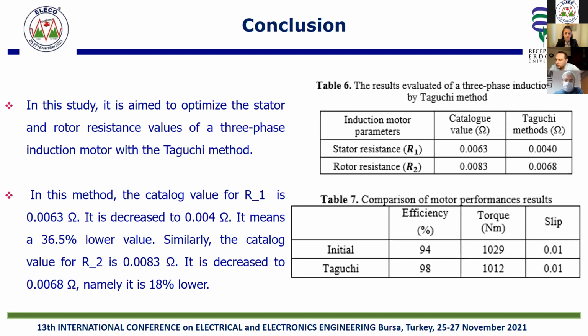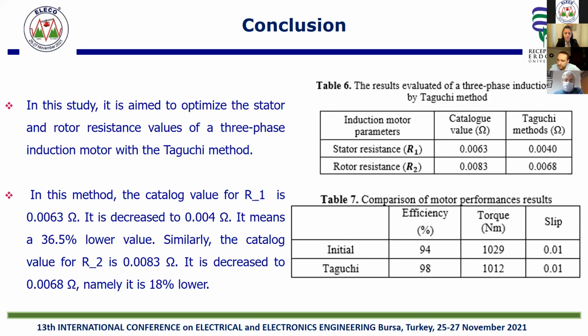Similarly, the catalog value for R2 is 0.0083. It is decreased to 0.0068 ohm. Namely, it is 18% lower. The obtained low resistance values are important for machine nominal power value, which is effective in machine performance.